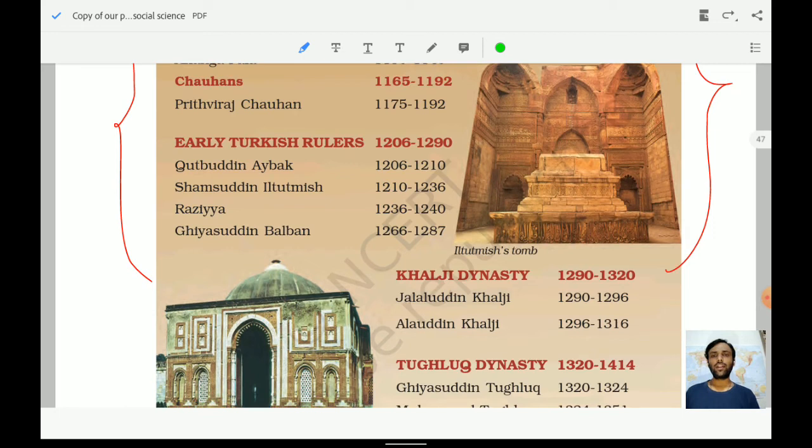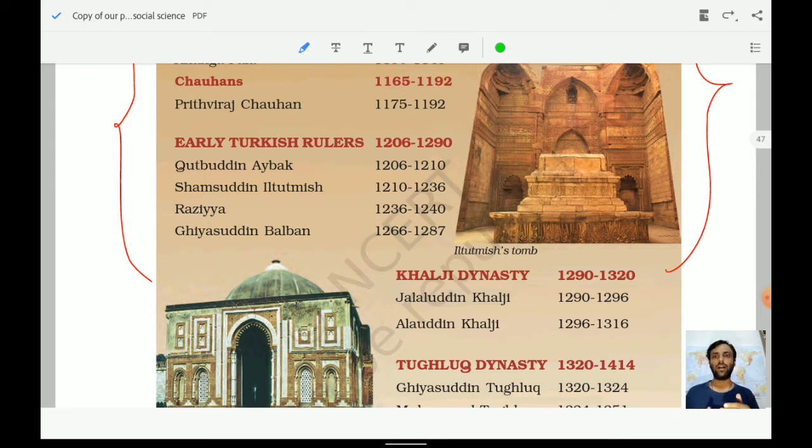So early Turkish rulers, who were the early Turkish rulers? This dynasty, the Delhi Sultanate, was properly established by Qutbuddin Aibak, he consolidated it, and hence this initial ruler has been given as the name, because we understand that Qutbuddin Aibak was a slave of Muhammad Ghori. However, the credit goes to Qutbuddin Aibak to establish the dynasty in India. Hence, the early dynasty name comes from him. So Qutbuddin Aibak ruled from 1206 to 1210. Then Iltutmish from 1210 to 1236.